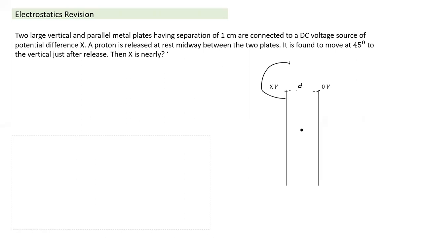And if a proton is released at rest midway between the two plates, so we have a proton here. Proton means this is charge plus e here. If I release it from here, it is found to move at an angle of 45 degrees with the vertical. Then what is the value of X? That's what we need to calculate here.